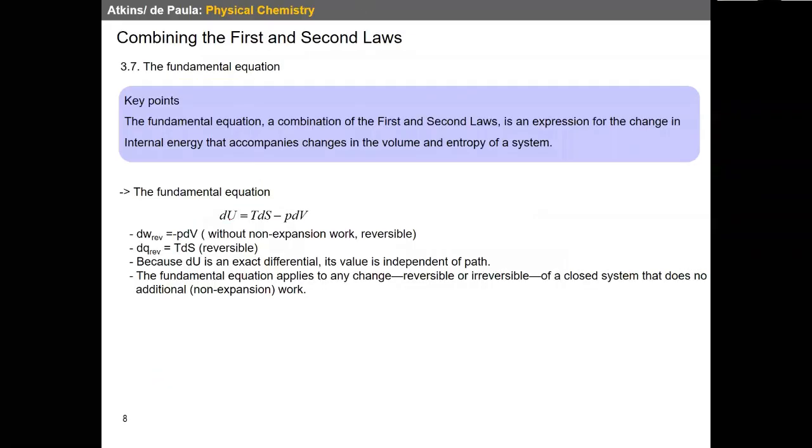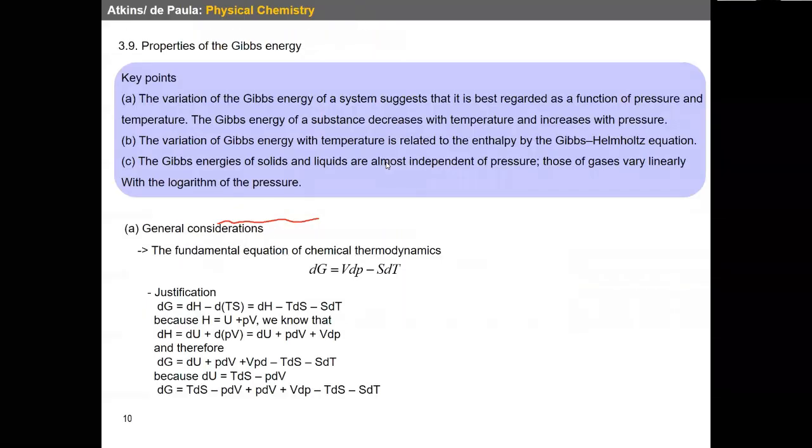We have learned about the fundamental equation from the internal energy, and now we will derive some similar things for the Gibbs free energy. We will derive the Maxwell relations from the Gibbs free energy. And we should do this because the variation of the Gibbs energy of a system suggests that it is best regarded as a function of pressure and temperature.